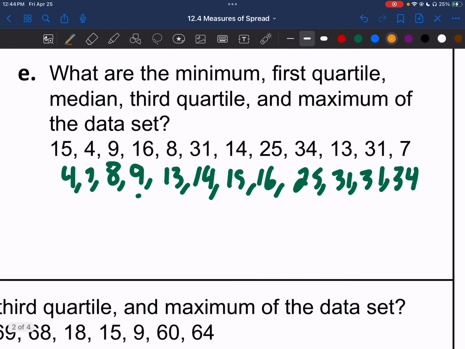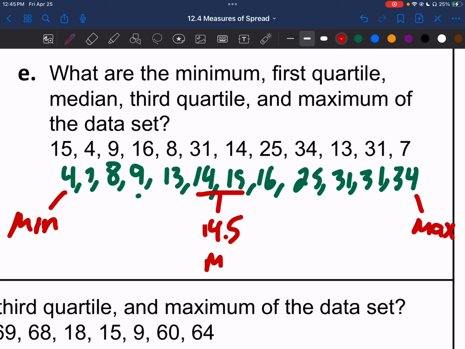Letter E. Our min is 4. Our max is 34. We have a total of 12 values, so we find the average of 14 and 15 in the center there, and we get 14.5 is our median.